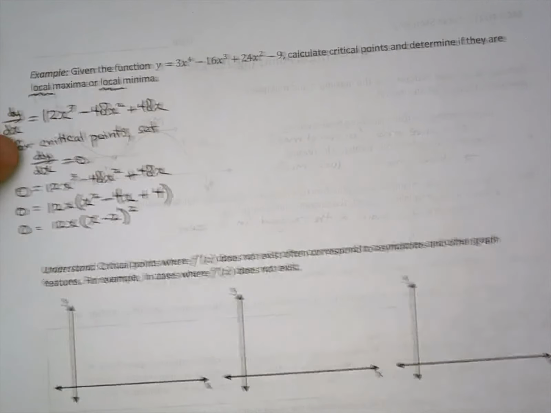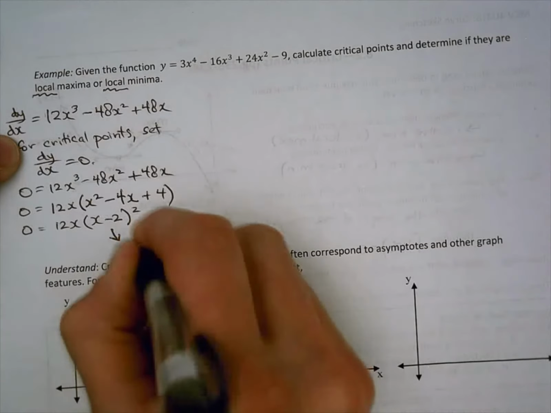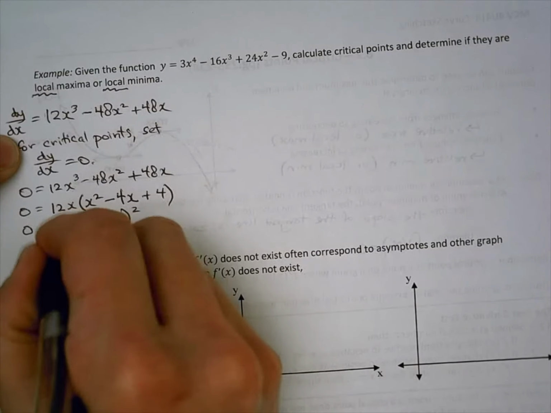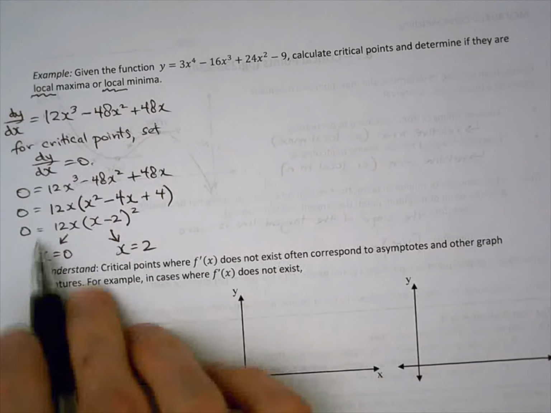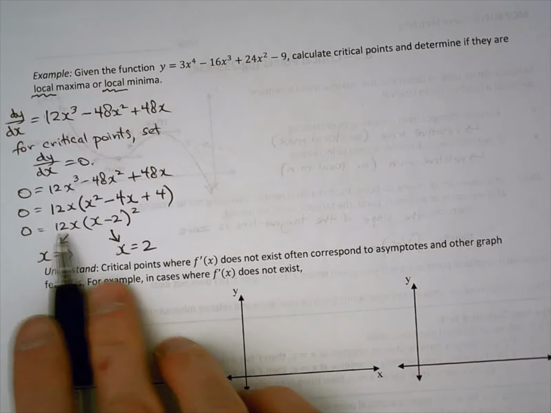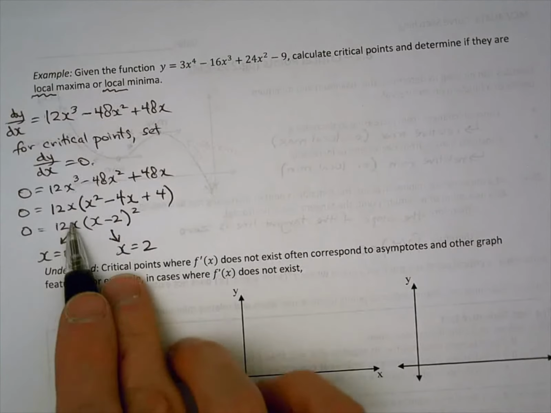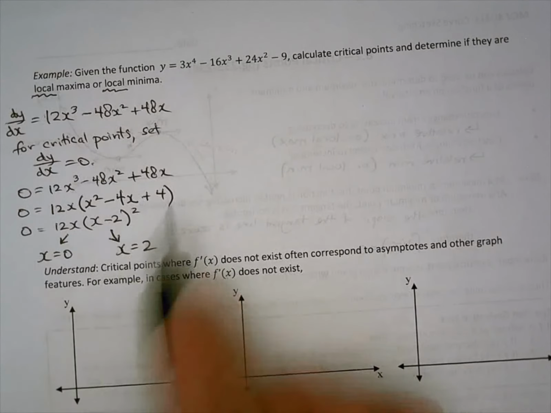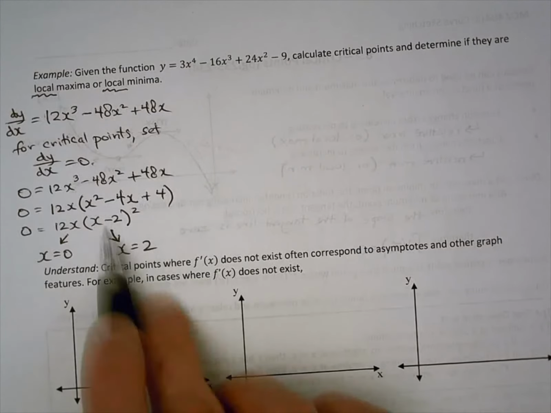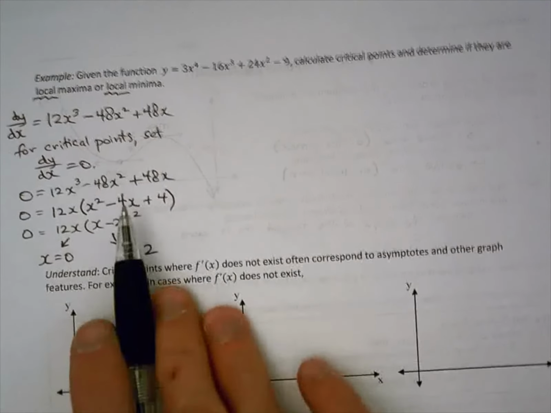What makes this true then? Well, this is true if x is equal to 2, but it's also true if x is equal to 0. That's what that first factor means there, right? This whole idea is that any one of these factors, if they are 0, will make this 0. So if x is 0, that makes the whole thing 0. If x minus 2 is 0, in other words, if x is equal to 2, then this factor will be 0. Okay, so now I have my critical points.